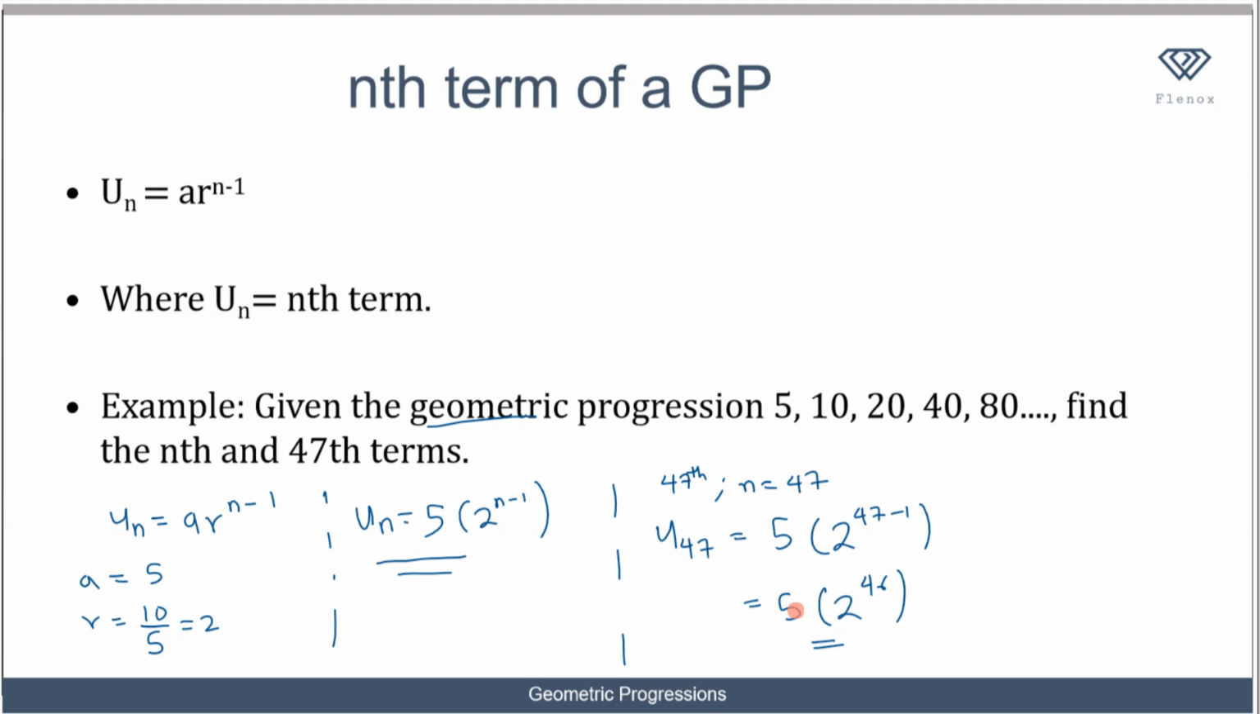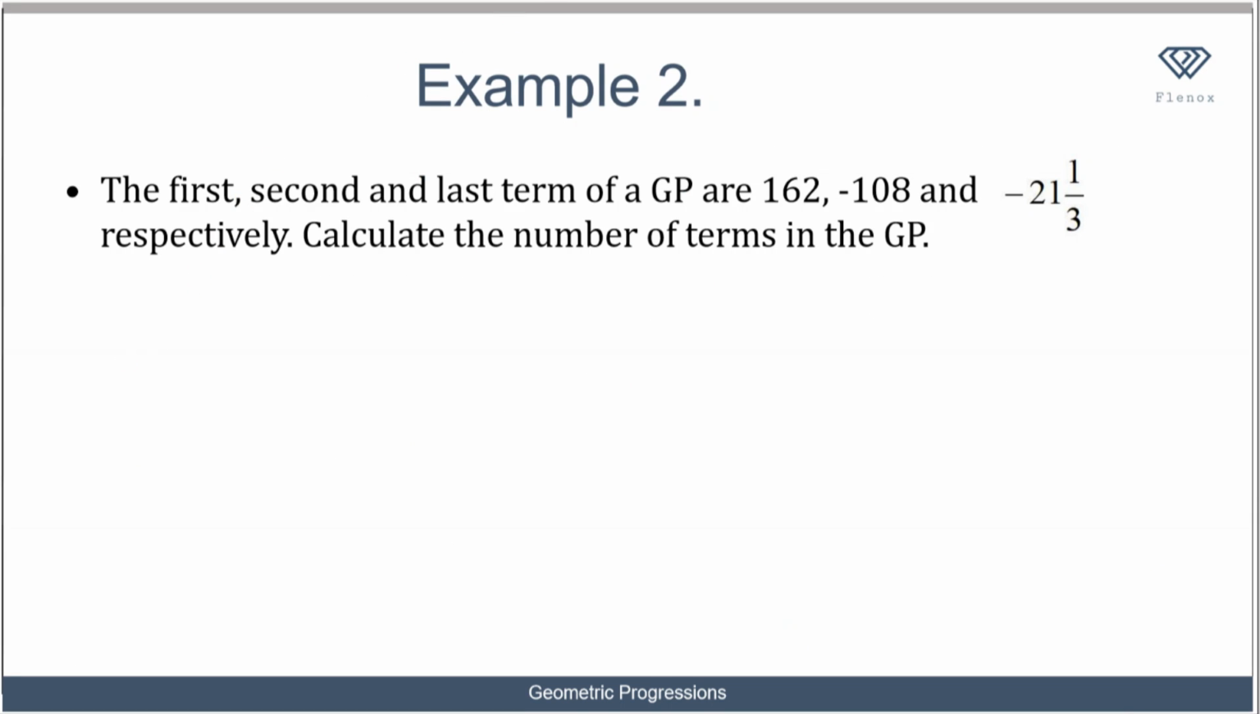We are going to stop here. Let's take a look at another example. We are told that the first, second, and last term of a GP are 162, minus 108, and minus 21 and 1 over 3 respectively.